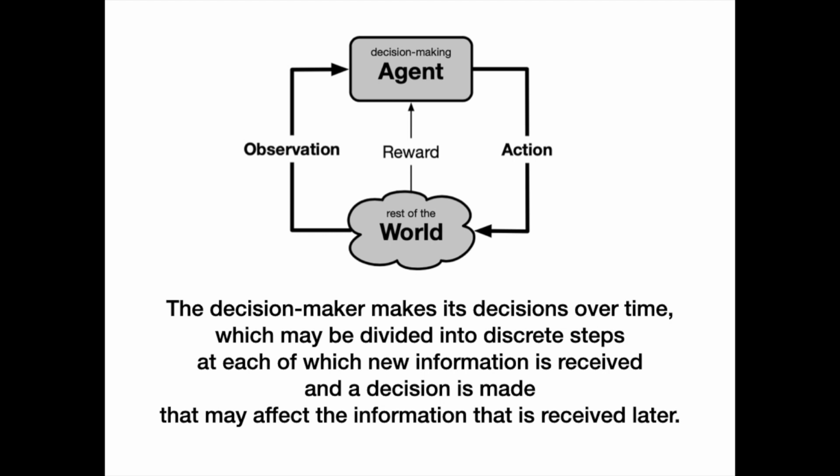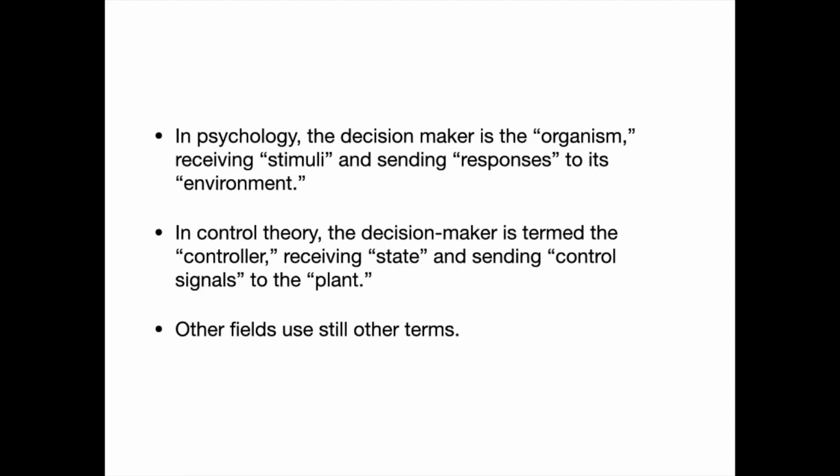The decision maker makes its decisions over time, which may be divided into discrete steps at each of which new information is received and a decision is made that may affect the information that is received later. In psychology, the decision maker is the organism, receiving stimuli and sending responses to its environment. In control theory, the decision maker is termed the controller, receiving state and sending control signals to the plant.